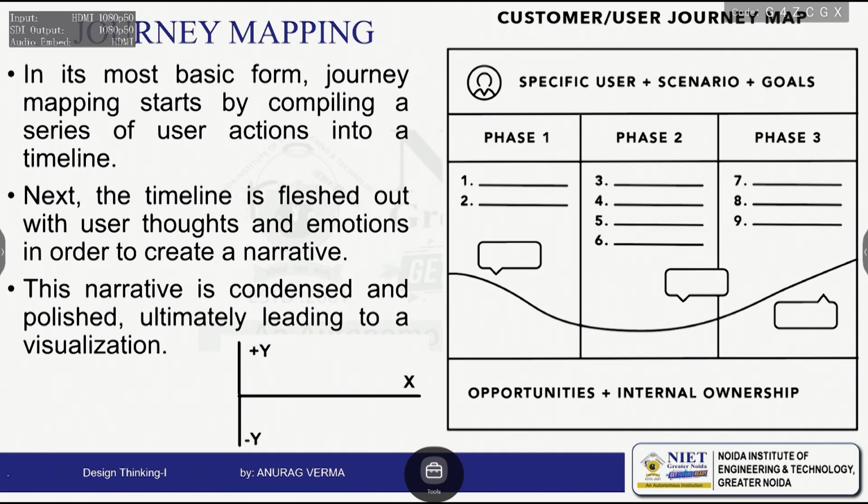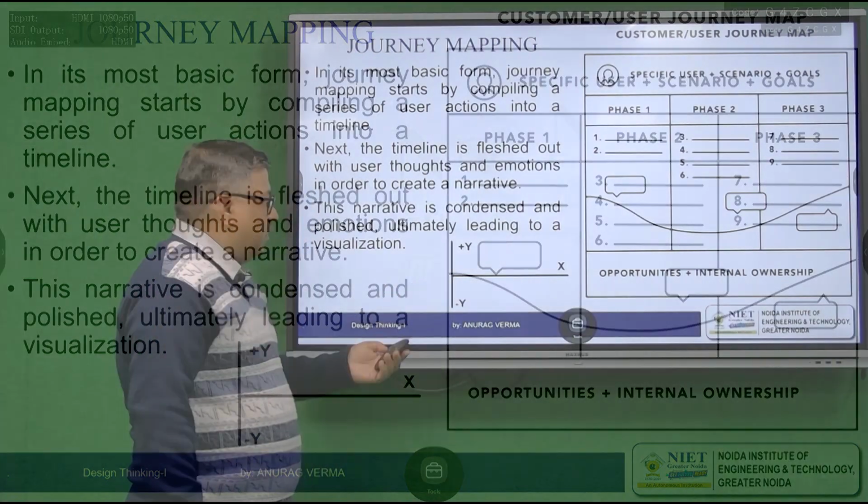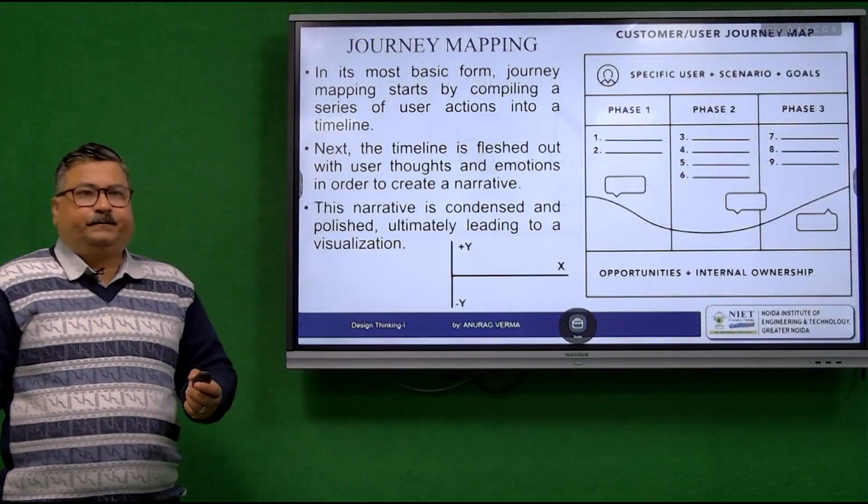This is an XY plot where we are showing the journey map. On the x-axis we have the timeline, and on the y-axis we have the emotions. So positive y means a positive emotion or a good experience of the customer. Negative y means a negative emotion or bad experience of the customer. Okay, so now let us see.